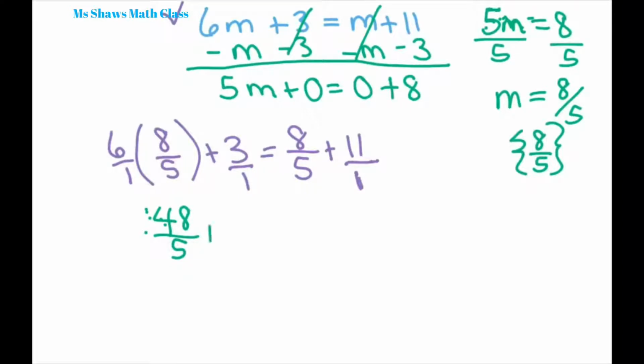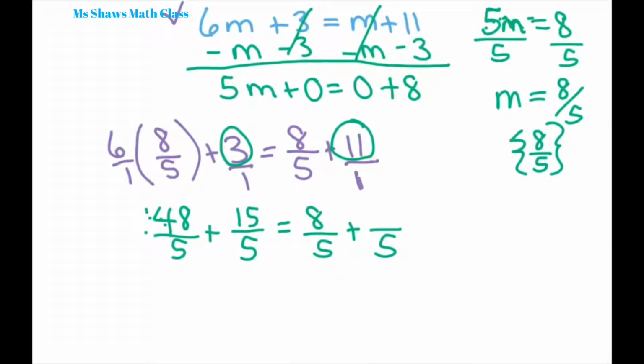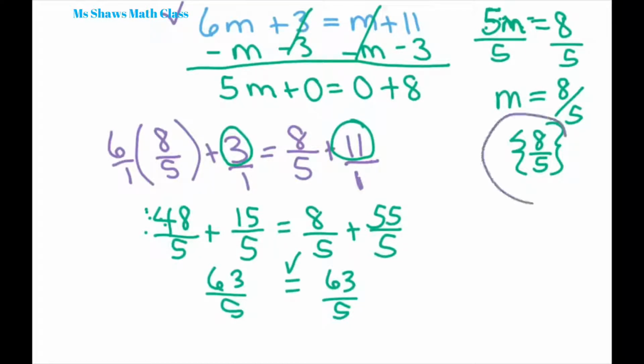My pen's acting up. Now, I need the same denominator. So, my denominator is going to be 5. And all you do is you take this 3 times 5, and that gives you 15, because 15 divided by 5 is still 3. So, we're just keeping the same denominator. And we want our denominator to be 5 again. So, 5 times 11 is 55. And again, 55 divided by 5 is 11. So we're going to add this up. We got 48 plus 15 and 8 plus 55. So this is going to be 63 over 5. And this is going to be 63 divided by 5. Since they do equal each other, that means 8 divided by 5 is our solution set.